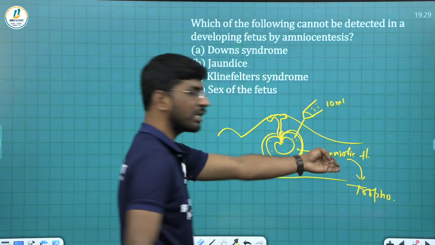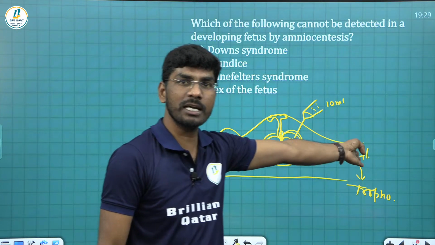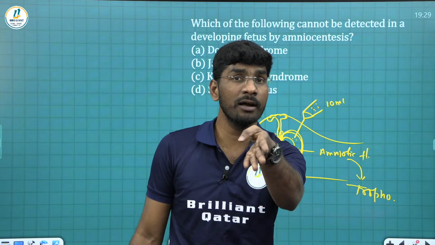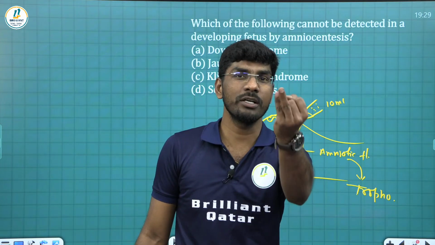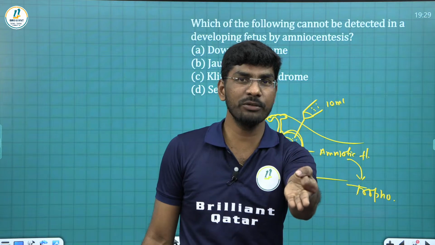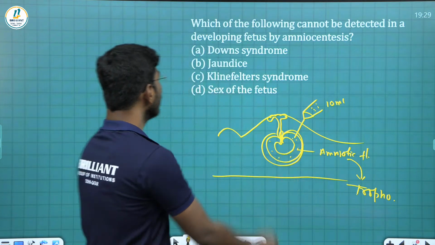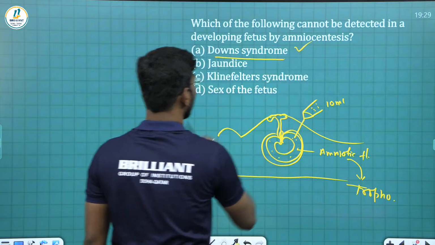Trophoectodermal cells. That means embryonal cells are there, so you can identify the different types of chromosomal disorders such as Klinefelter syndrome, Down syndrome, Duchenne muscular dystrophy, Fatucci syndrome, Turner syndrome. You can identify. So Down syndrome, yes.